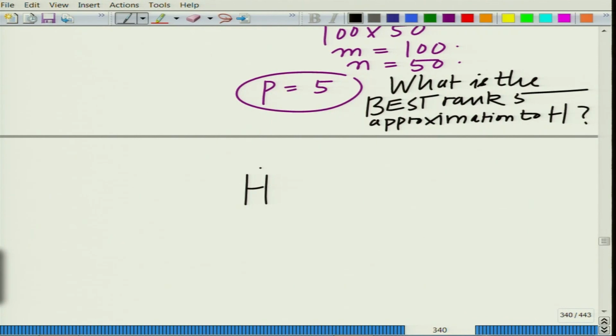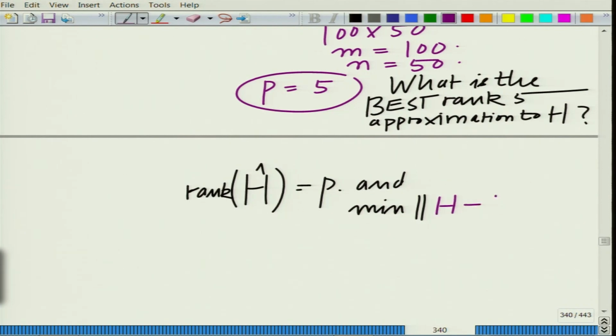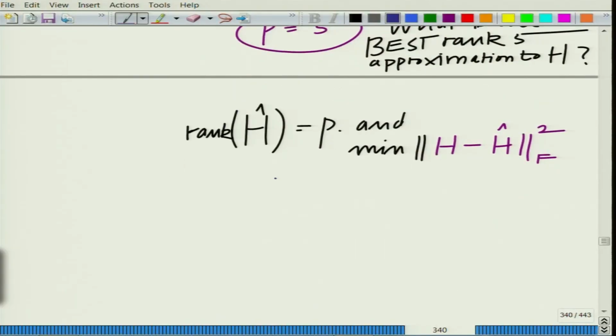So, H hat has rank P and you have minimum norm of H minus H hat. Or another way to look at it is, from the set of all matrices of rank 5, find the matrix that is the best approximation to H. And the answer to that is incredibly simple. This can be achieved as follows.